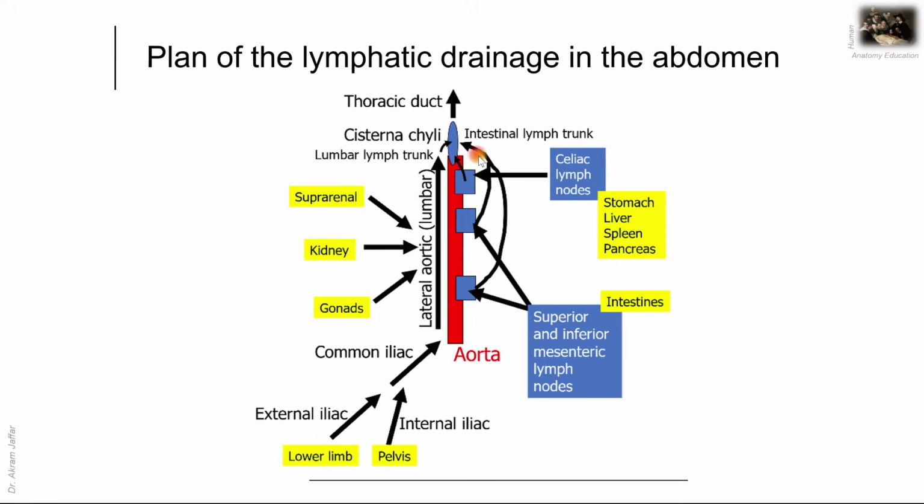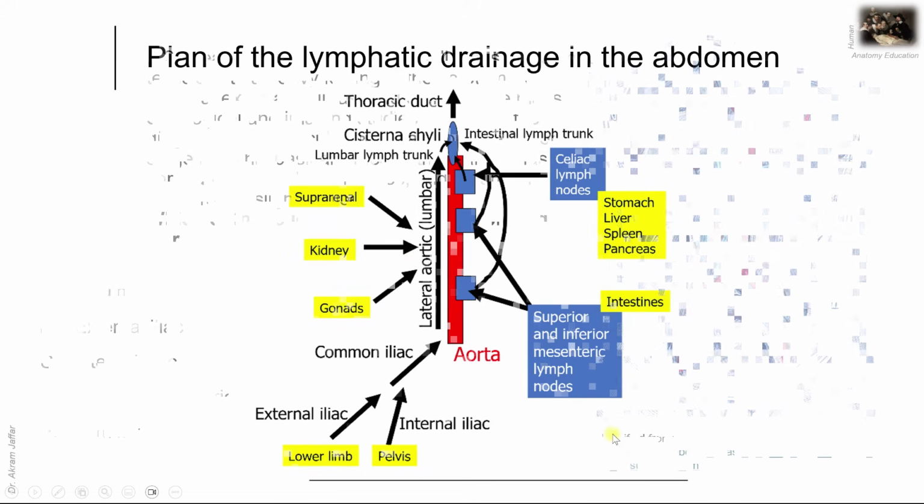And so the intestinal lymph trunk and the lumbar lymph trunk drain into the cisterna chyli, that elongated sac that is located in the abdomen, close to the right crus of the diaphragm. And from there, they will form the thoracic duct. And so the thoracic duct is going to drain everything below the diaphragm from both sides of the body.